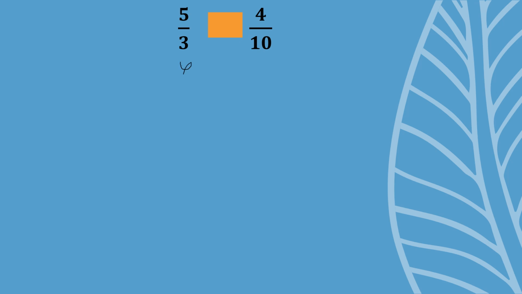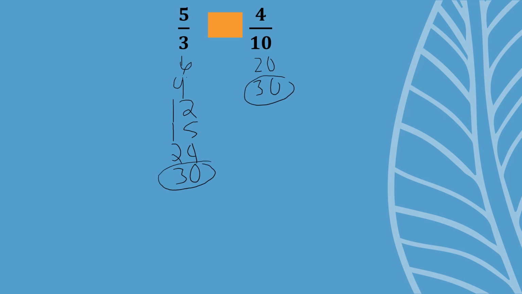So I have 6. Then I have 9, 12, 15, 24, and 30. And then here I have 10, 20, and 30. So we stop as soon as we get the same number in both. So my new denominator for both fractions will be 30.